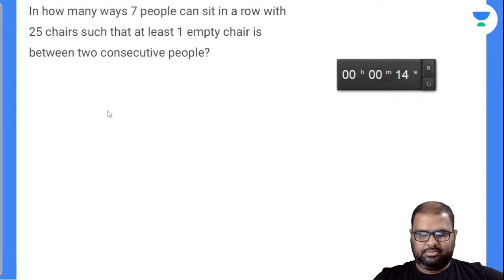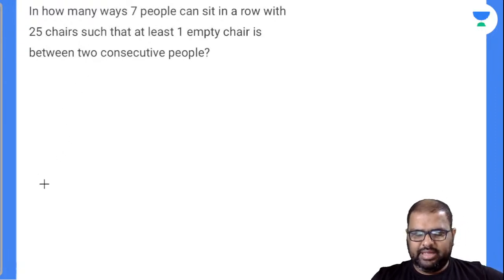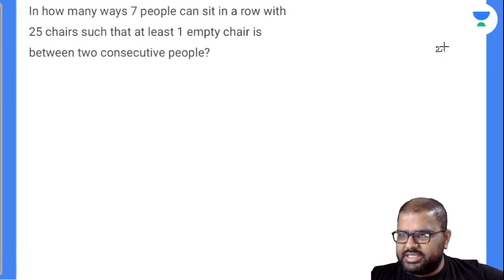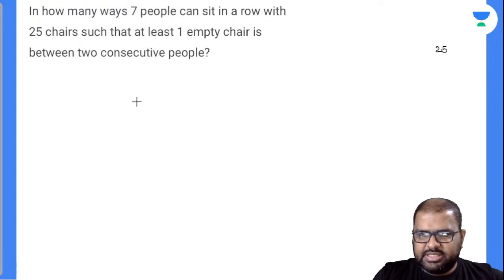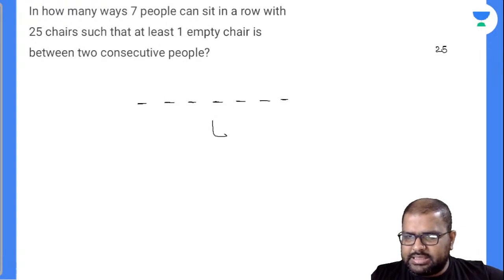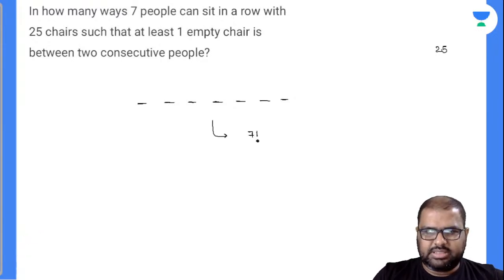Think about it calmly. You have gone to a party. Let us suppose relatives came to your party. How many people came? 7 people. In how many ways can 7 people sit in a row? Let us suppose in your house there are 25 chairs. From these 25 chairs, you took 7 chairs outside: 1, 2, 3, 4, 5, 6, 7. Now these 7 people can be seated in the 7 chairs in how many ways? 7 factorial ways.